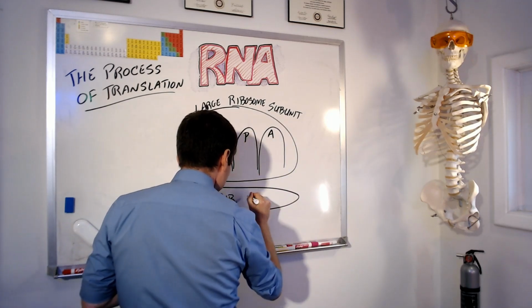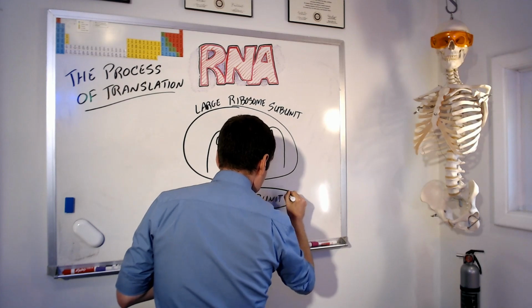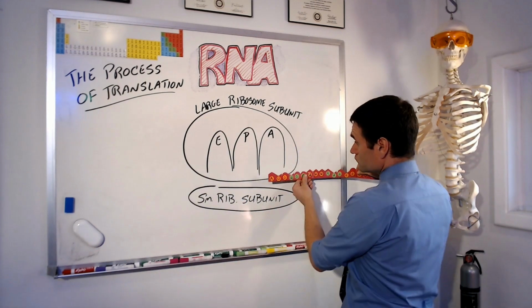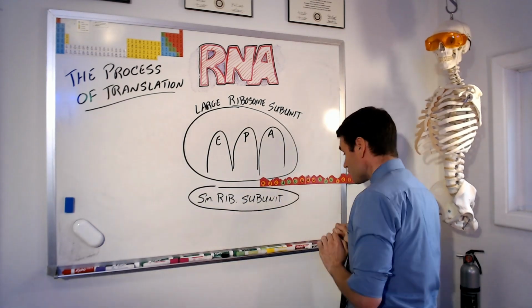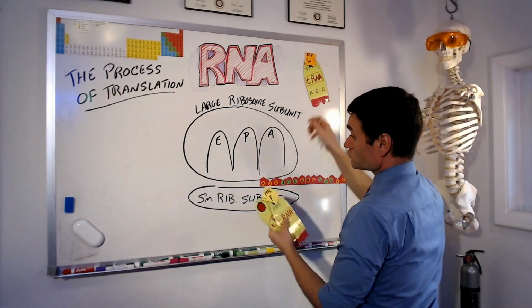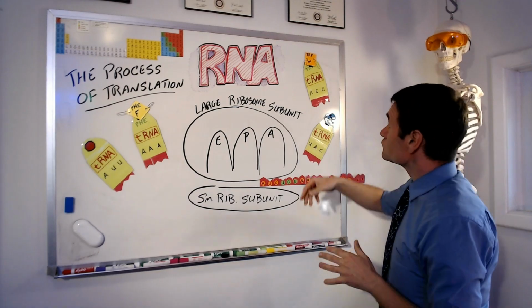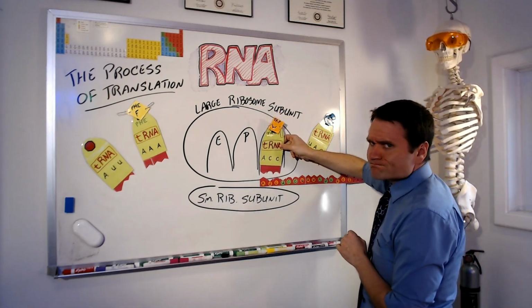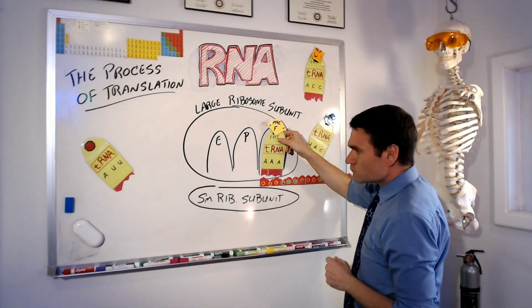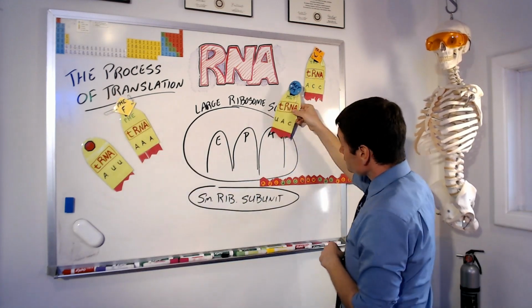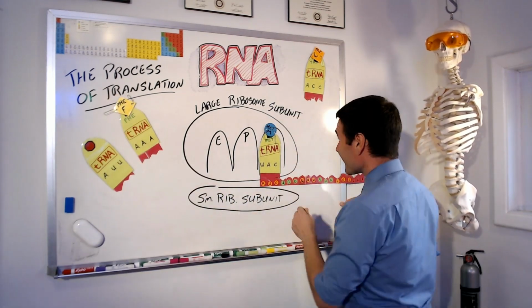When translation begins, the mRNA molecule will bind to the large and small ribosomal subunits, and a number of tRNAs that are just floating around inside of the cell are going to float into the A site and see if their anticodons match with the mRNA codons. Eventually, one of them will have the correct anticodon and will get a fit.